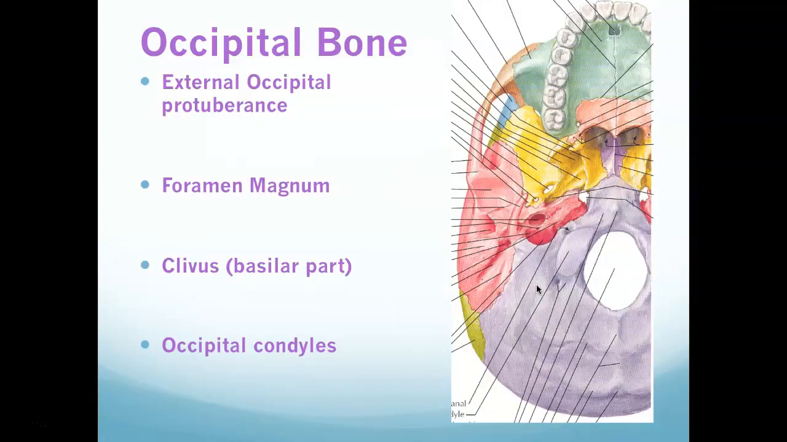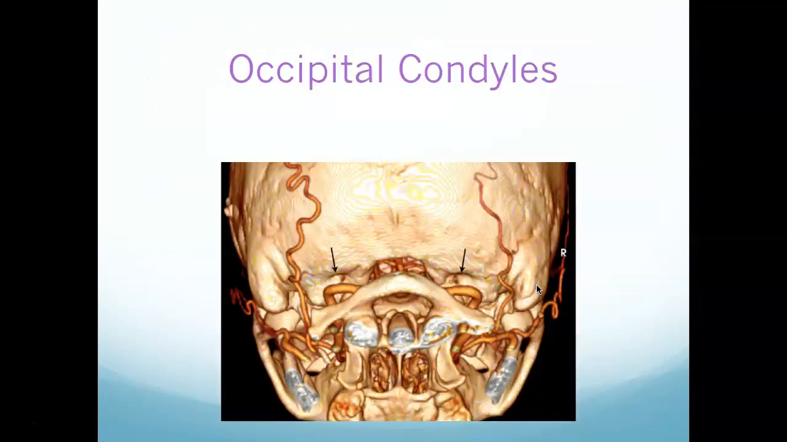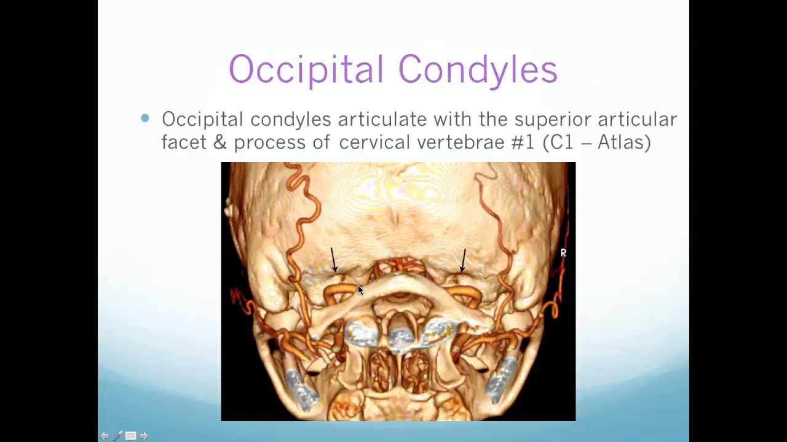Next we have the occipital condyles, and that is the knobs found on the occipital bone here. These are really important structures because they are going to make contact with your first vertebrae, C1, which is also known as atlas. It's kind of difficult to see in this image, but we're going to learn about this portion of your vertebrae in your next lab list. But your occipital condyles are articulating with the superior articular facet and process of C1.